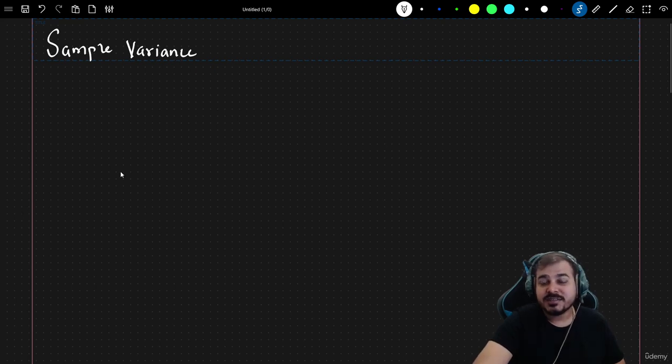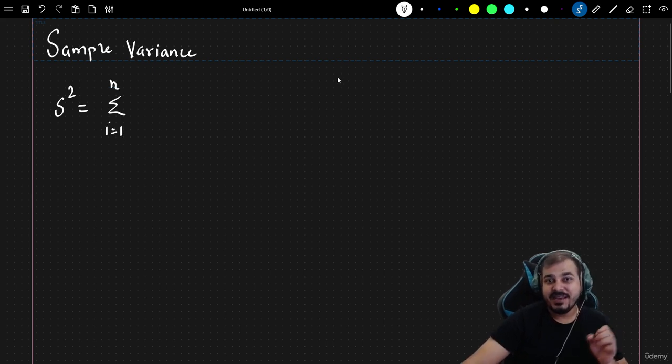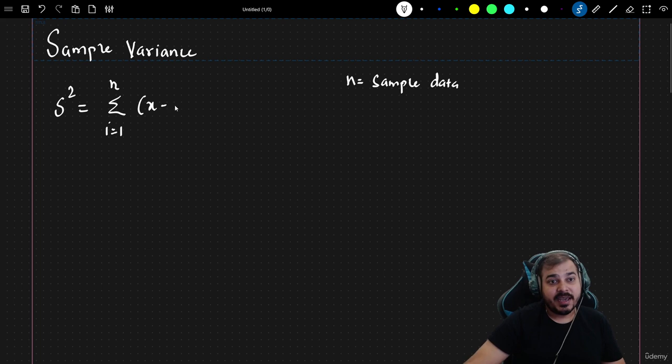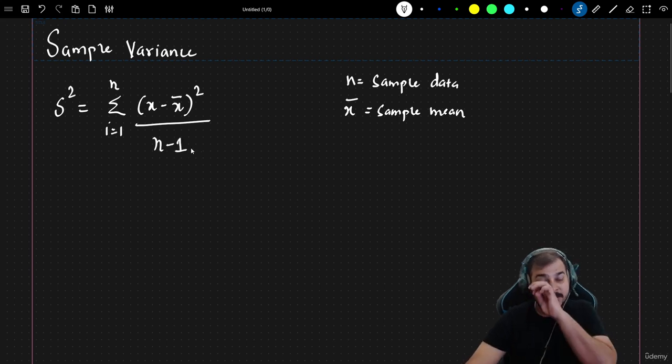So guys, we are going to continue our discussion with respect to sample variance. As you all know from my previous video, I had written the formula as S square is equal to the summation, which is also mentioned as sample variance, i is equal to 1 to small n, where n is my sample data. And then we also write (x minus x bar) whole square, where x bar is my sample mean, divided by n minus 1. So this is the formula for calculating the sample variance.